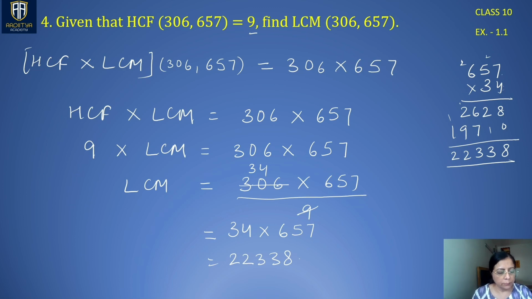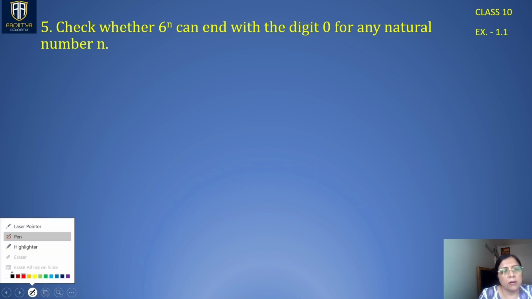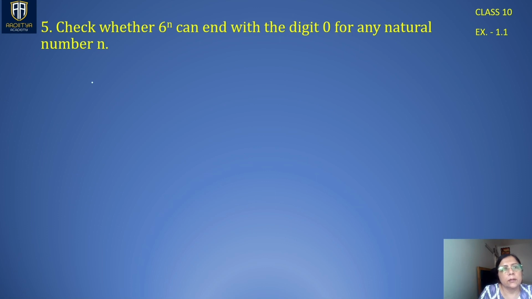Next we have the sum. Okay, now the next question is, check whether 6 to the power n can end with digit 0 for any natural number n. Right? So we have to check if we have different powers of 6. Like 6 to the power 1, we know that it is equal to 6. Right? And 6 to the power 2 is 36, and so on. So the question is asking that you have to check whether any of these different powers of 6 will end with 0 at the unit place, right?